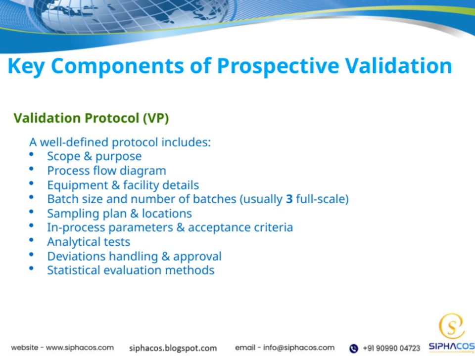The sampling plan and specific locations for sampling are outlined to ensure representative data collection. In-process parameters and their acceptance criteria are defined to monitor quality throughout the process. Analytical tests are specified to verify the product's quality at different stages. Handling deviations and obtaining approval for any unexpected issues is another key component. It keeps the process controlled.